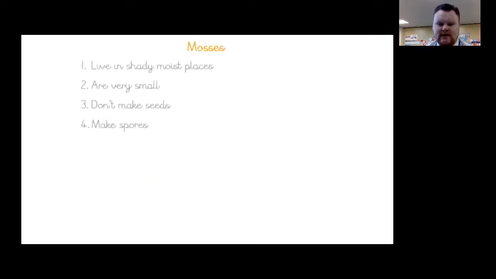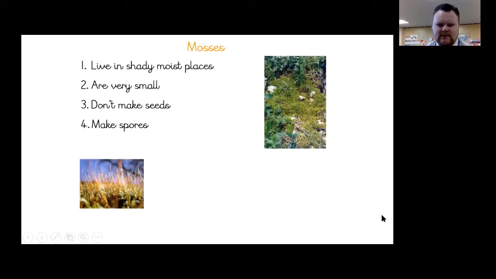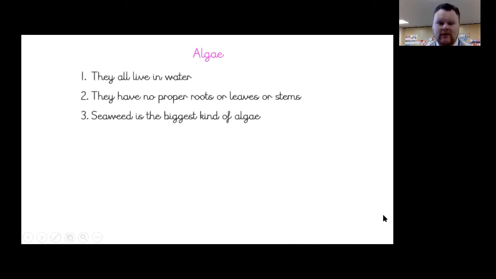Mosses. They live in shady, moist places. Very small, don't make seeds, and they make spores. If you've ever been for a walk in the woods and seen green on one side of a tree, that'd be moss. Algae. They all live in water, so big clue there. They have no proper roots or leaves or stems. Seaweed is the biggest kind of algae. Be careful of the spelling there and the pronunciation. Algae. A-L-G-A-E.